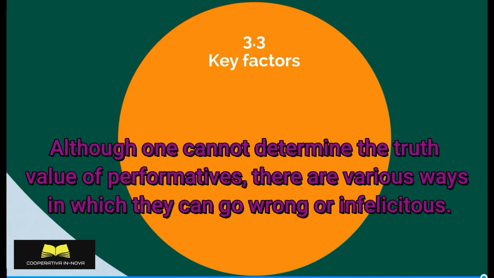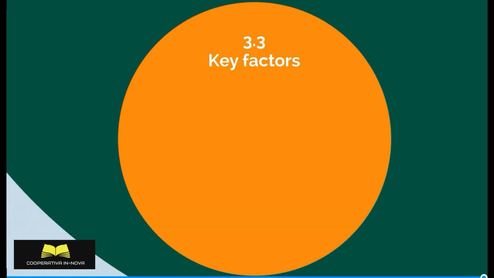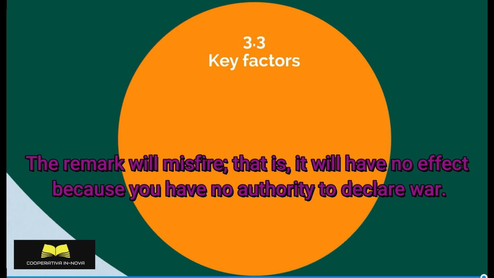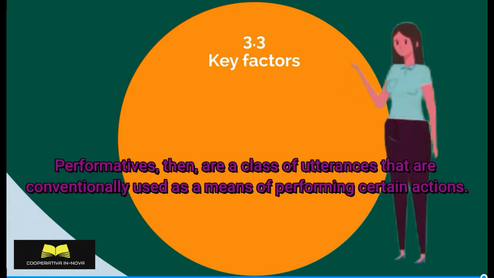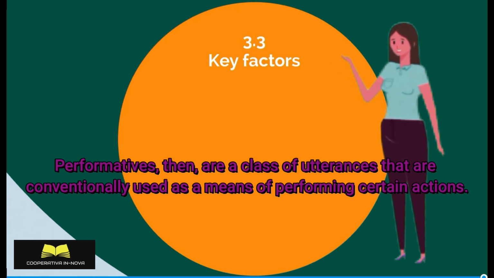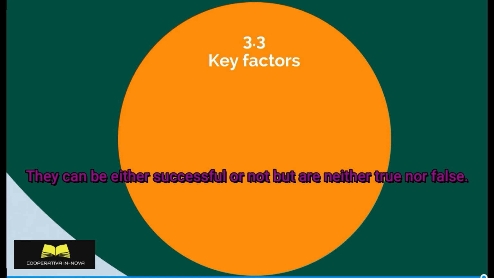Although one cannot determine the truth value of performatives, there are various ways in which they can go wrong, or be infelicitous. For example, if you utter the performative "I declare war on Canada," you will fail to substantially alter the world. The remark will misfire, that is, it will have no effect because you have no authority to declare war. Performatives, then, are a class of utterances that are conventionally used as a means of performing certain actions. They can be either successful or not, but are neither true nor false.